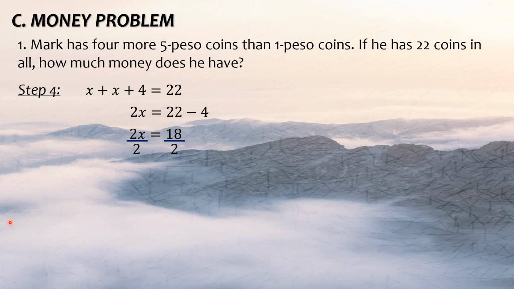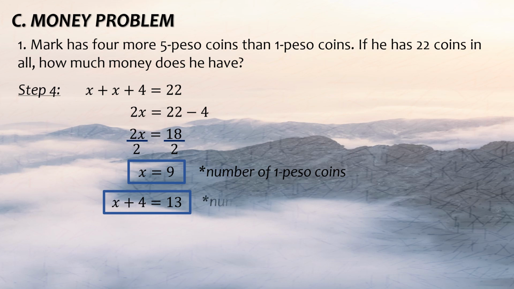Divide both sides by 2 para makancel natin yung 2 sa tabi ng x. Therefore, the value of x is 9 because 18 divided by 2 is 9. So, yung x natin o yung 9, iyon yung number o bilang ng 1 peso coin. Paano natin malalaman ang bilang ng 5 peso coin? So, since meron tayong isa pang equation na x plus 4, i-add natin yung nakuha nating value ng x, which is 9 sa 4. So, 9 plus 4 is 13, which is the number of 5 peso coin.